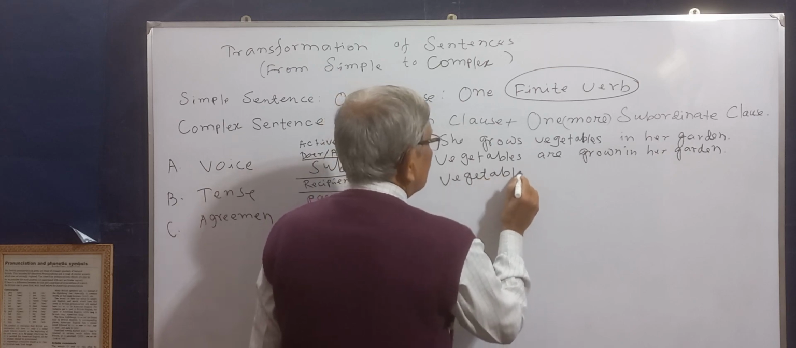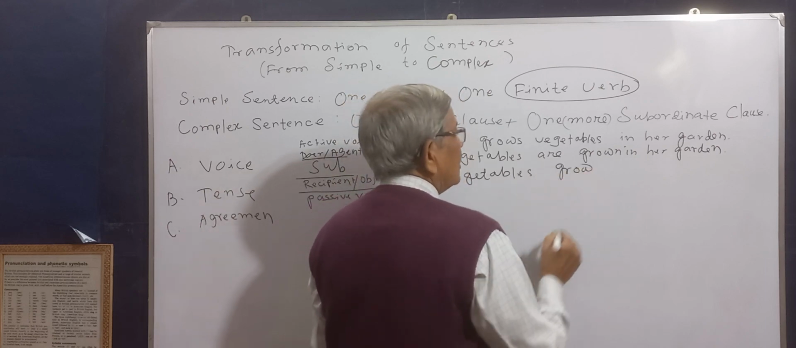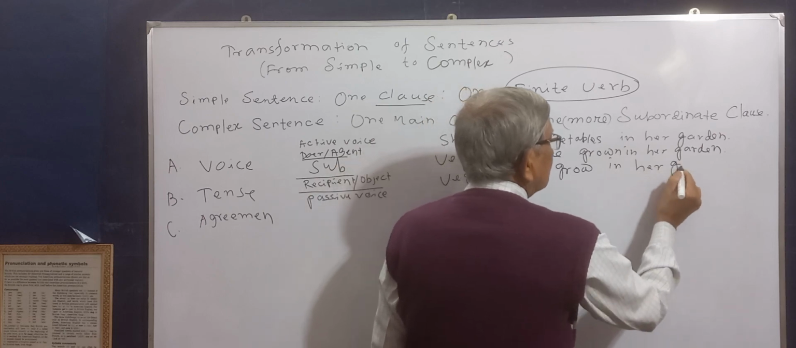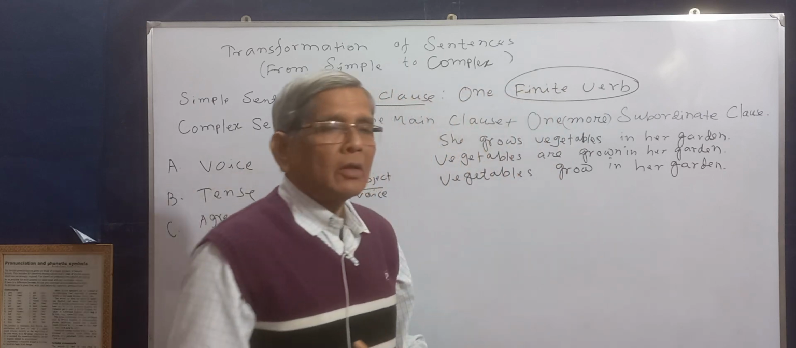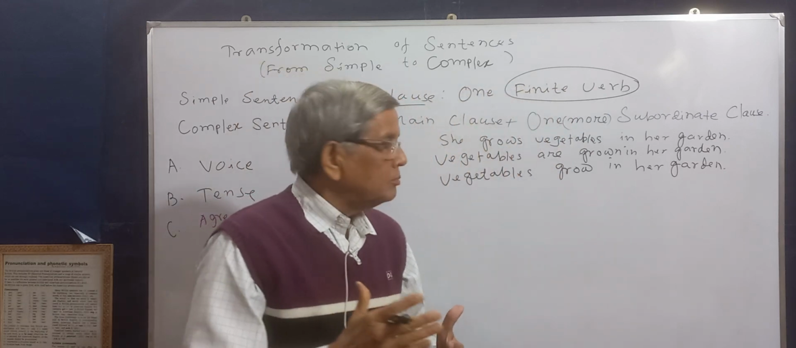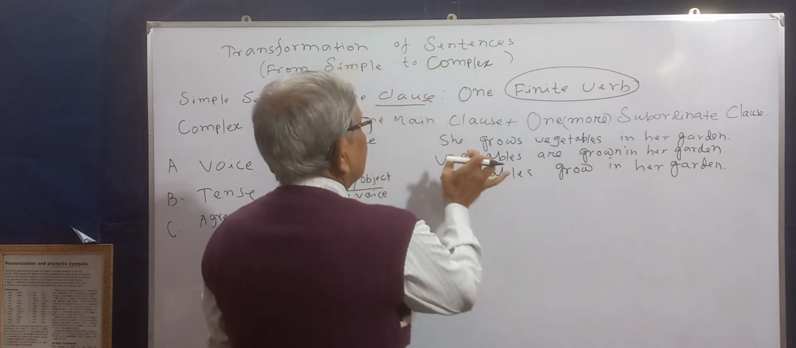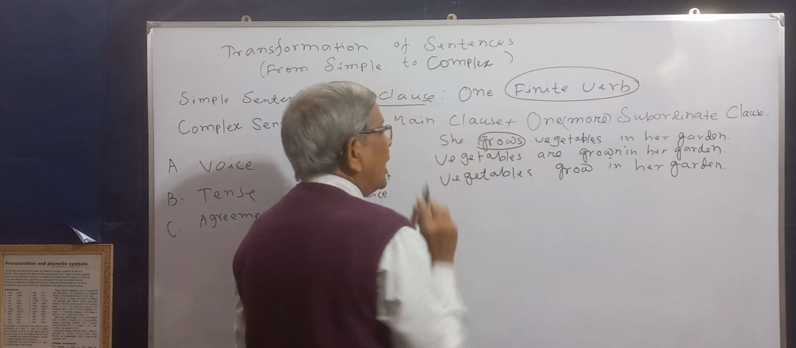Vegetables grow in her garden. Garden here means the kitchen garden or kitchen plot. Here notice that the subject is the doer, the verb is in the active structure, active form.